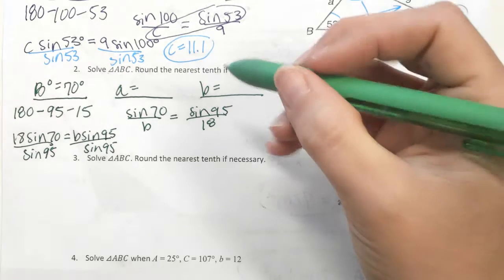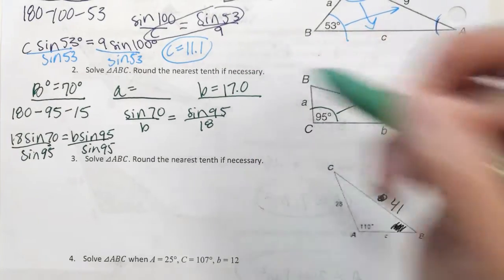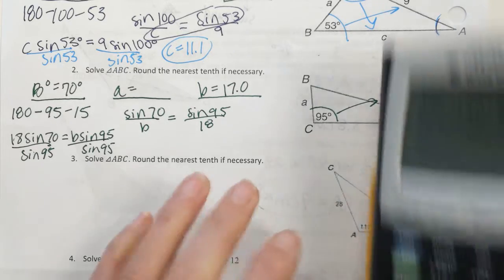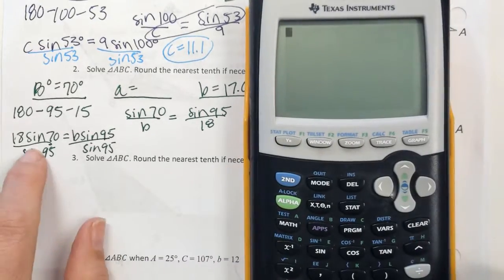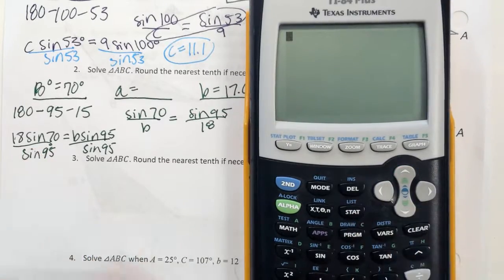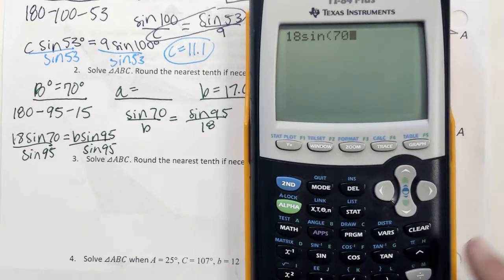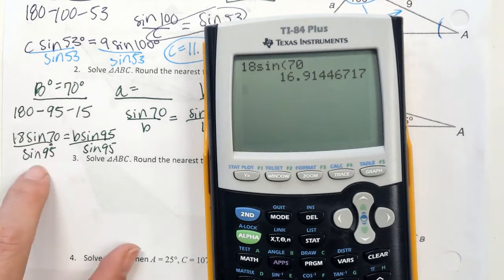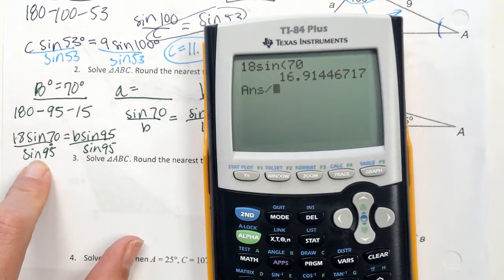Very good. Let's round to the nearest tenth. That rounds up to 17. Do I need to show how we got that in the calculator, or could everybody get that? Show it? Okay. So you type in 18 sine 70, just like you see it, 18 sine 70. Enter. And then you divide that by sine 95.